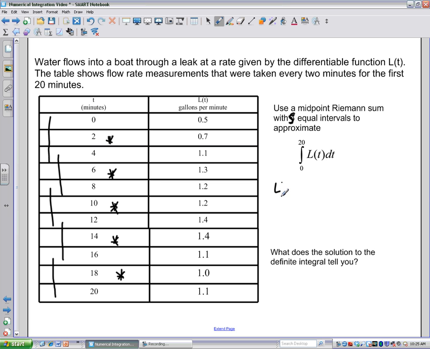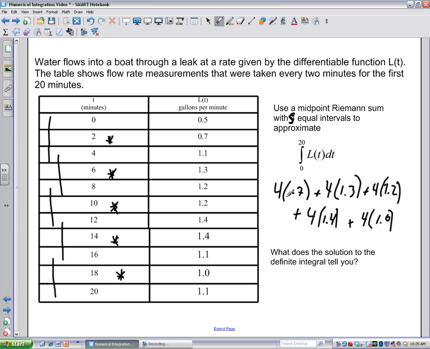So I'm going to end up with 4 times 0.7 plus 4 times 1.3 plus 4 times 1.2 plus 4 times 1.4 plus 4 times 1.0. I could have just done 4 times the sum of the heights. If I do this actual math out, which I'm not going to at this particular moment, I'd get an approximation of the integral without having a function. And the question is, what does the solution to that definite integral tell you? When we get this answer, what does it actually tell us?